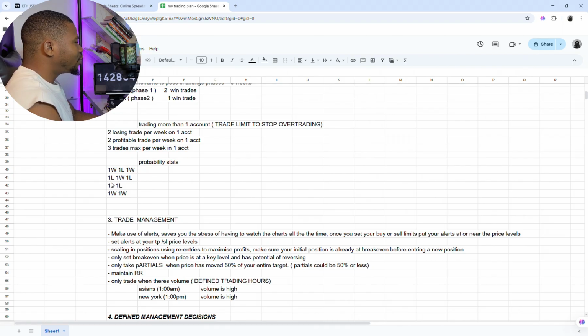But if I take my first trade for the week and it's a loss, and I take the second one and it's a win, I'll have to take another one again to complete these 3 trades. But if I take my first trade for the week and it's a loss, then I take the second one and it is a loss as well, I won't be trading that account again for that week.